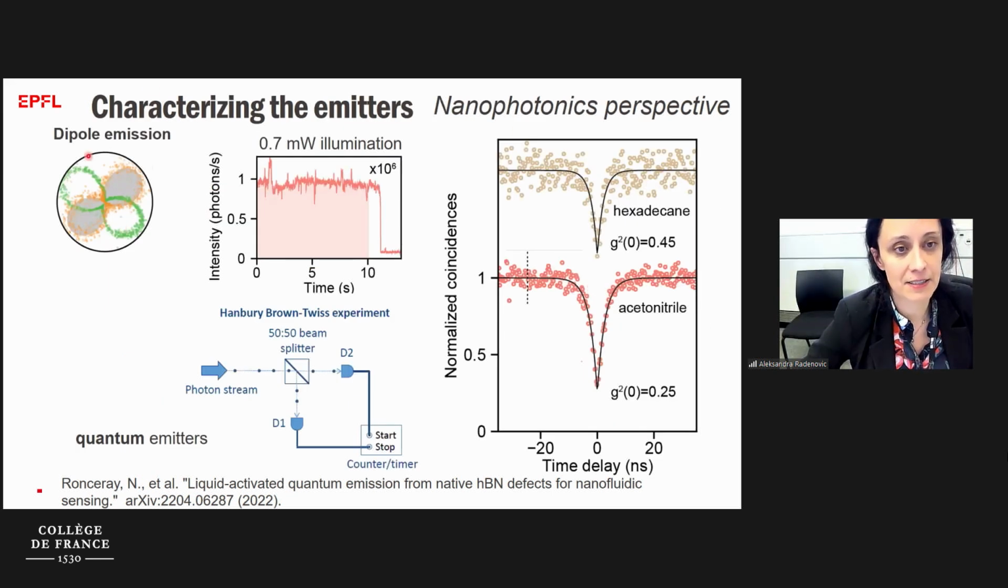In this analysis, we can do polarization experiments, from which we recover a signature of the dipole emission. We can also set up a Hanbury Brown and Twiss experiment, in this case using two avalanche photodiodes and a beam splitter, and look at the nature of the photons produced by these emitters. In our case, we see a clear signature of single photon emission that can be reproduced in different types of organic solvents, so in hexadecane or acetonitrile.